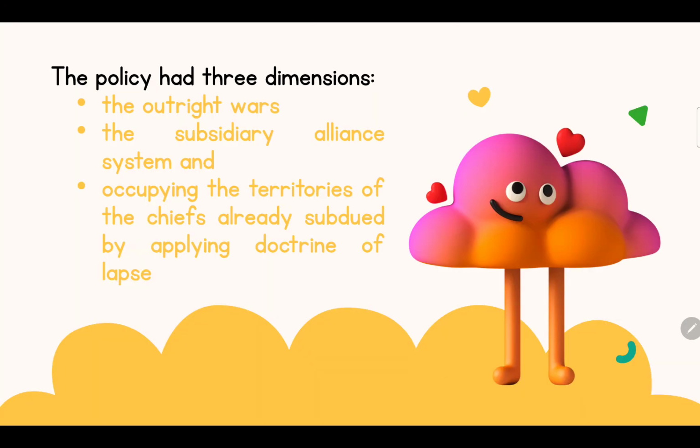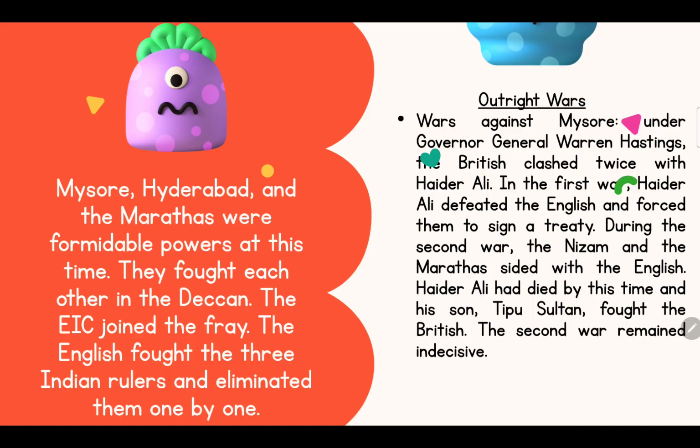This expansionist policy has 3 dimensions: the outright war, the subsidiary alliance, and occupying territories of chiefs already subdued by applying the doctrine of lapse. So let's understand these 3 dimensions one by one. This one, outright wars. We are talking about outright wars. War against Mysore.